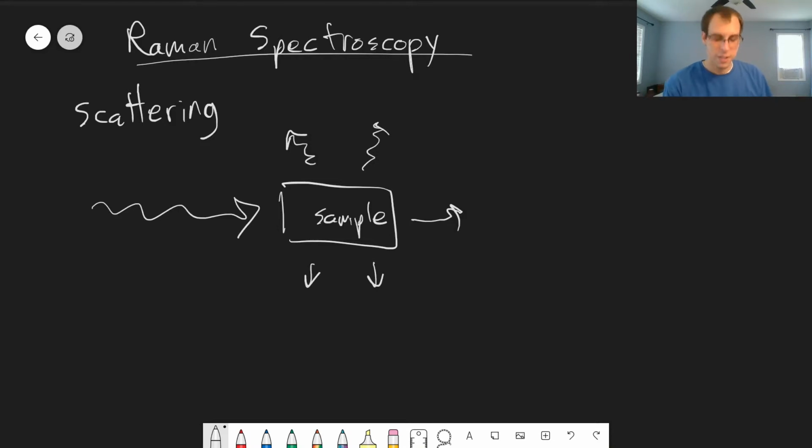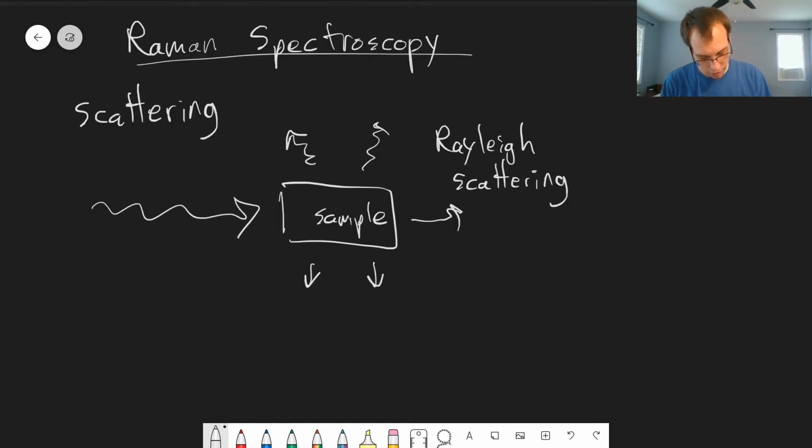And you've observed plenty of light scattering in your life. Every time you look at the sky and you see it's blue, that's because of scattering of light from the sun off of molecules in the atmosphere and particles and aerosols and whatever else. Most of the light scattering that happens is what's known as Rayleigh scattering, where if you have frequency 1 coming in, you get the same frequency coming out. So you get the same color present.